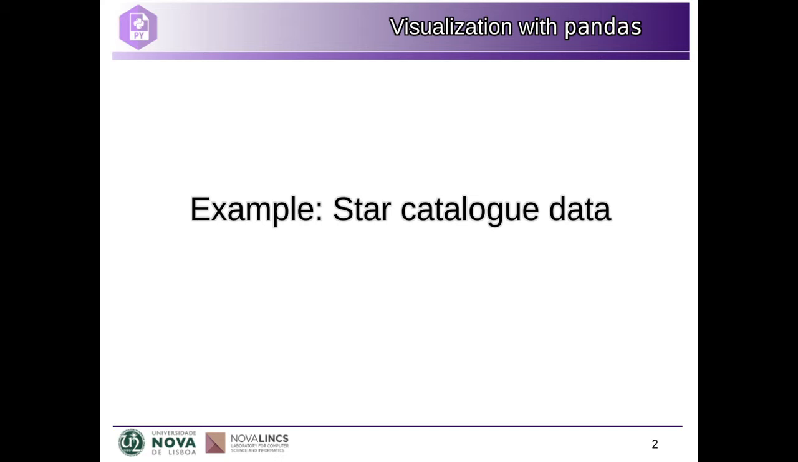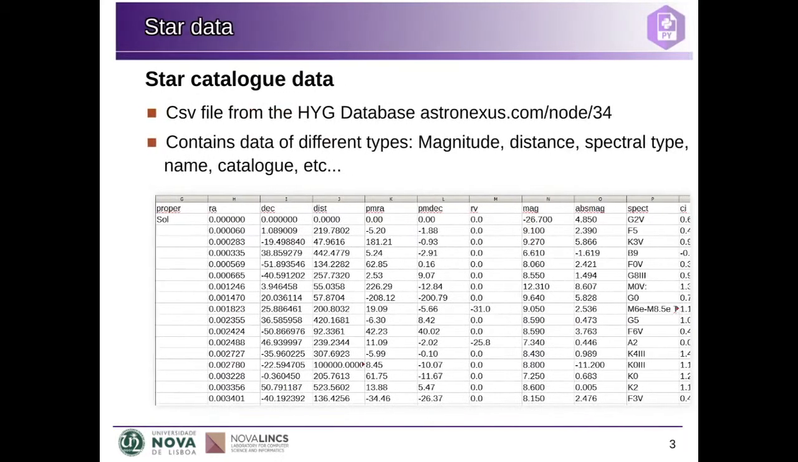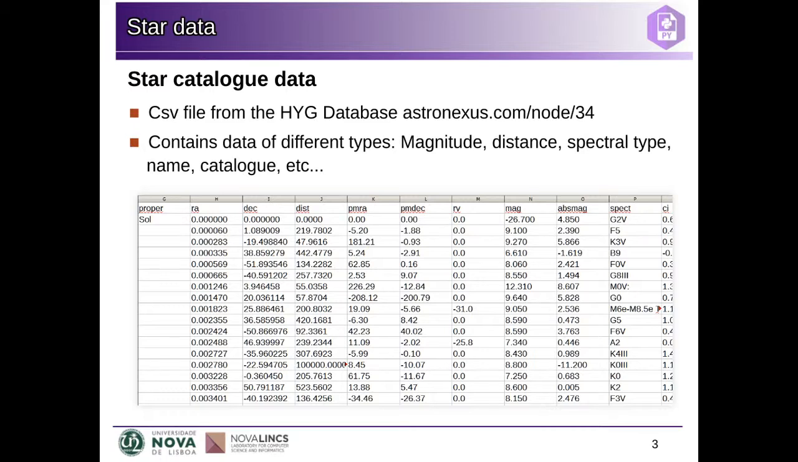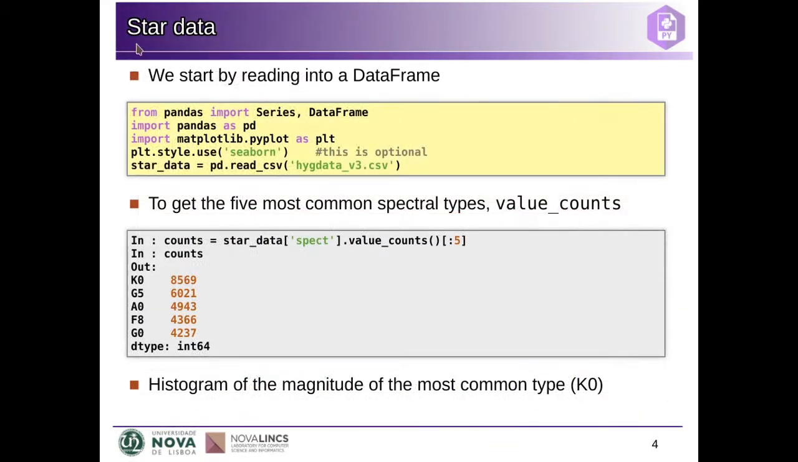So let's go again to our star catalog data. We have this CSV file we saw previously with the distances, magnitudes, spectral types, and so on. And we saw how we could read from the CSV file. Here I'm going to also import Pyplot, so we're going to do some additional plots without using Pandas. But I also import Pyplot because I set the style to Seaborn. So this is not mandatory. I just like this better than the default one.